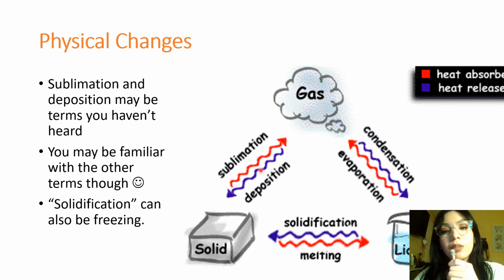Two terms that you might not know of, which are very uncommon, at least for us to see in everyday life, is sublimation and deposition. So sublimation is when a solid goes directly from being a solid into a gas. It just skips the liquid stage. And the opposite, the other way around, when a gas turns into a solid without turning into a liquid first, it's called deposition.